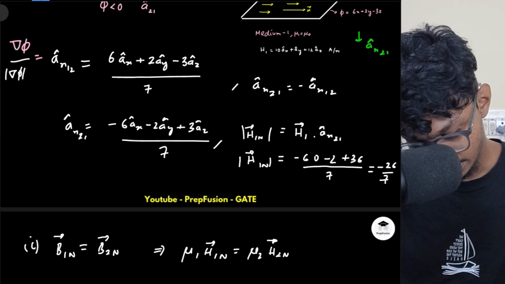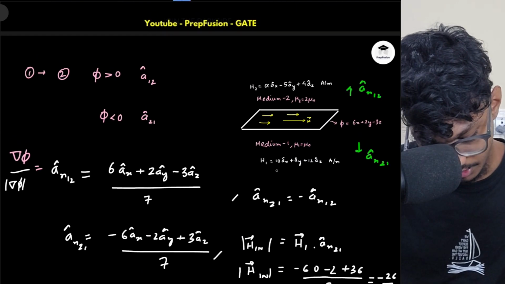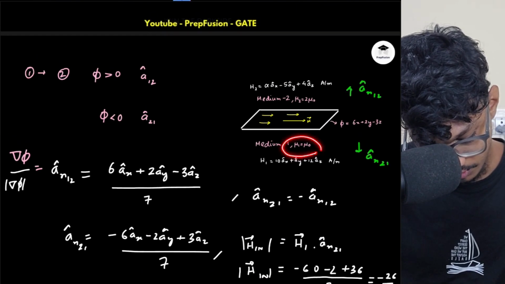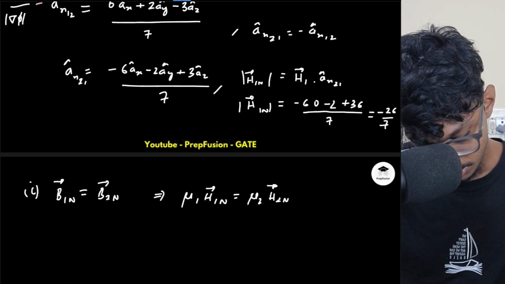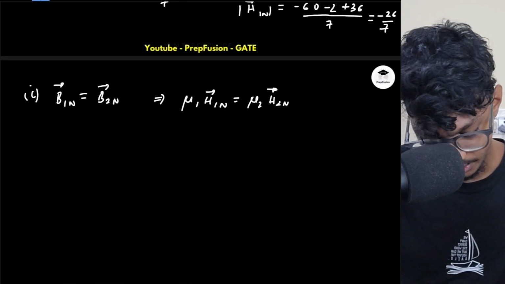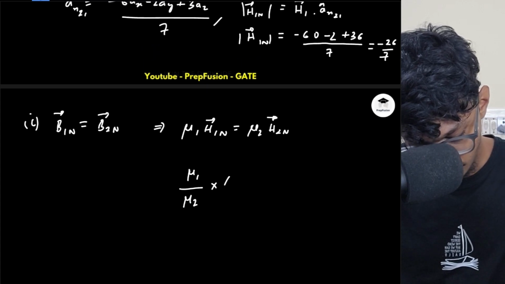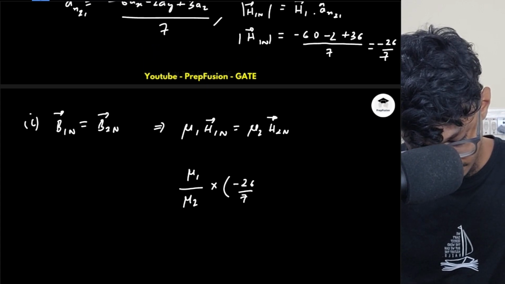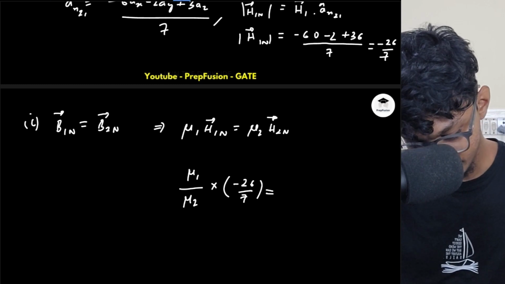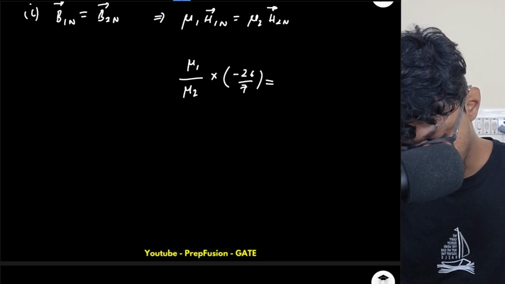Okay, and what is mu1 and mu2? Mu1 is mu naught and mu2 is 2 mu naught. So I know mu1, so I have to find h21. So this will be mu1 by mu2 into minus 26 by 7 equals to h2n. And what is h2n? I can find out the h2n as well.